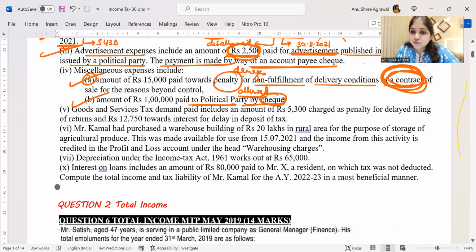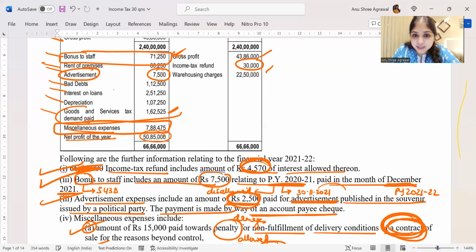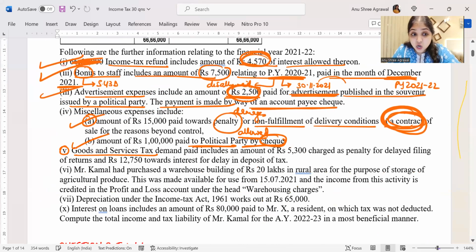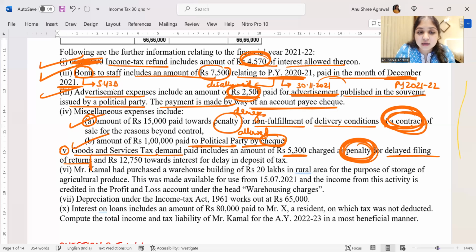Are you ready for the fifth one? Come on, guys, look at the fifth adjustment: GST. Remember, we had the GST amount in our P&L account. That GST information they are giving us: GST demand paid includes an amount of 5,300 charged as penalty for delayed filing of returns and 12,750 towards interest for delay in deposit of tax.